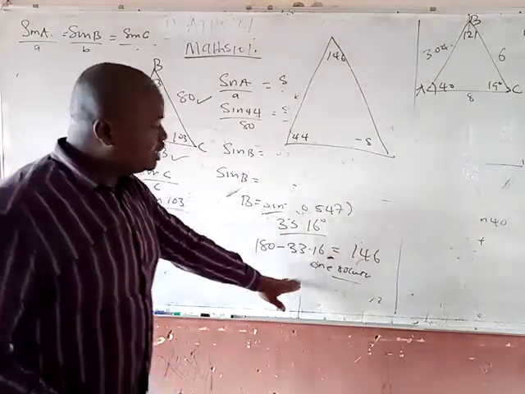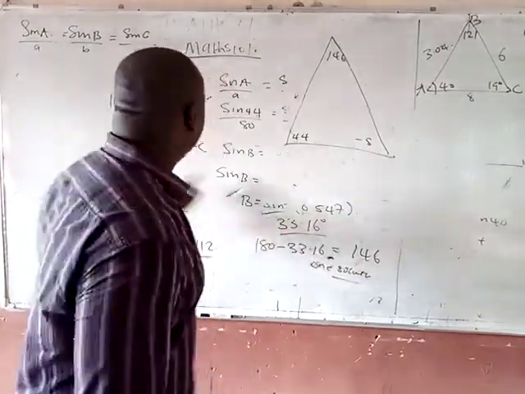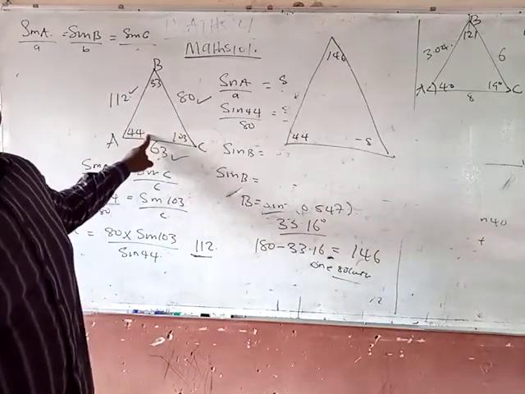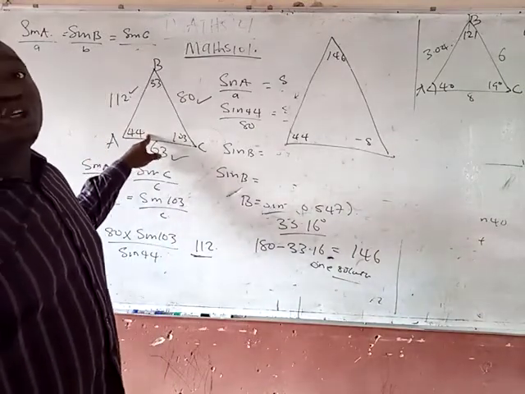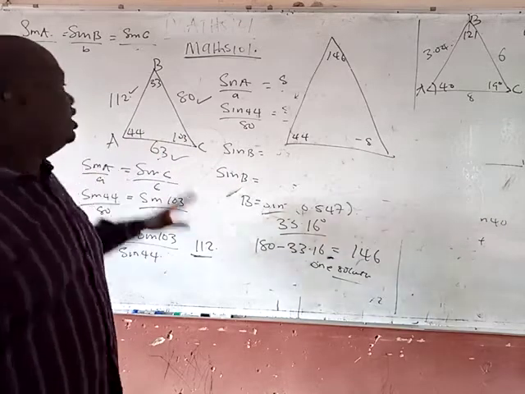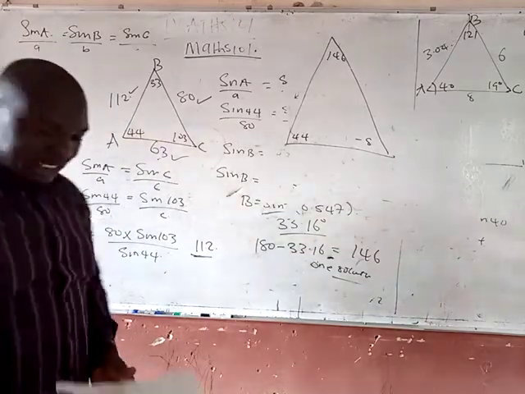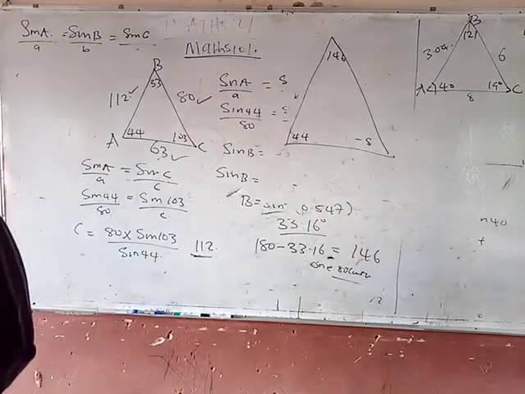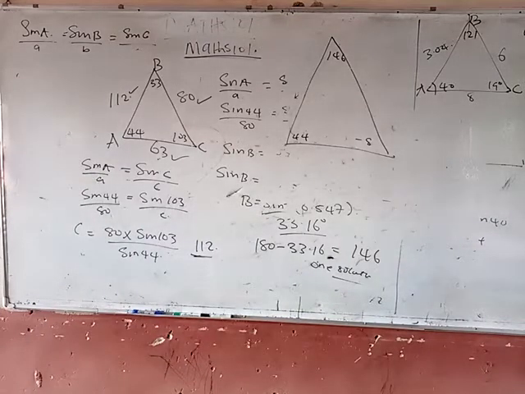So before you proceed, immediately you get this, add it to this. If it's bigger than 180, or even if it's equal to 180, you can't solve it. It has only one solution. It's only this one you can solve. So that is all about one solution, two solutions. Are you with me? Good. Now let's proceed to the other topic of the day.